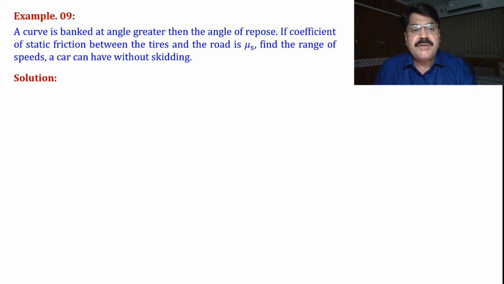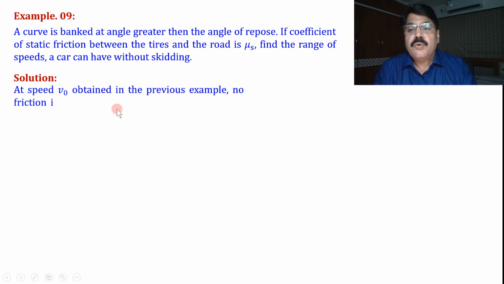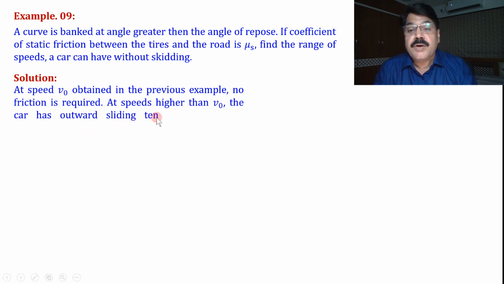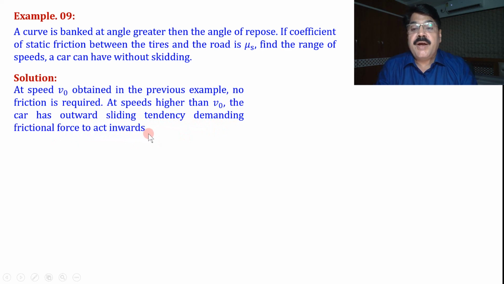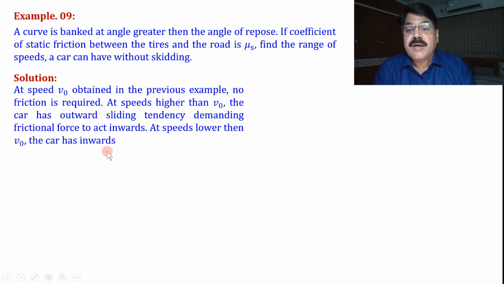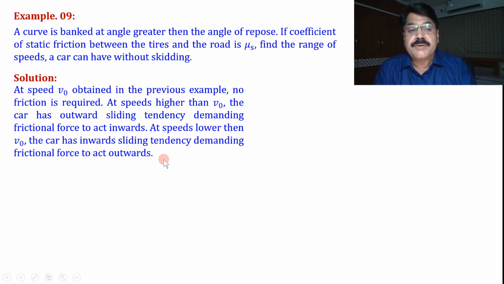And how can we have a range of speed? Let us see. A speed v naught obtained in the previous example, no friction is required. At a speed higher than v naught, the car has outward sliding tendency, demanding frictional forces to act inwards. At speeds lower than v naught, the car has inward sliding tendency, demanding frictional forces to act outwards. Now it is very easy to understand.